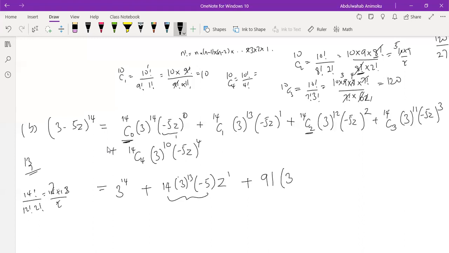We still have to multiply this by 3 raised to the power 12. Then multiply this by what? Minus 5 squared, which is 25z squared. So this is how we need to simplify all of these terms until we get to the last one. So you need to find 14 combination 4 multiplied by what? 3 raised to the power 10 multiplied by what? Minus 5 raised to the power 4. So the last one would be this.